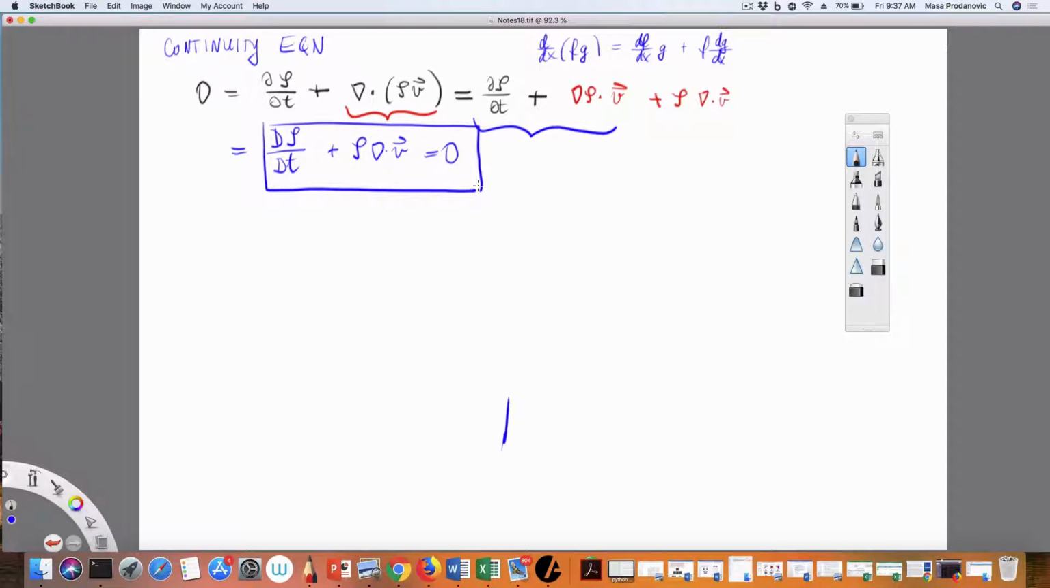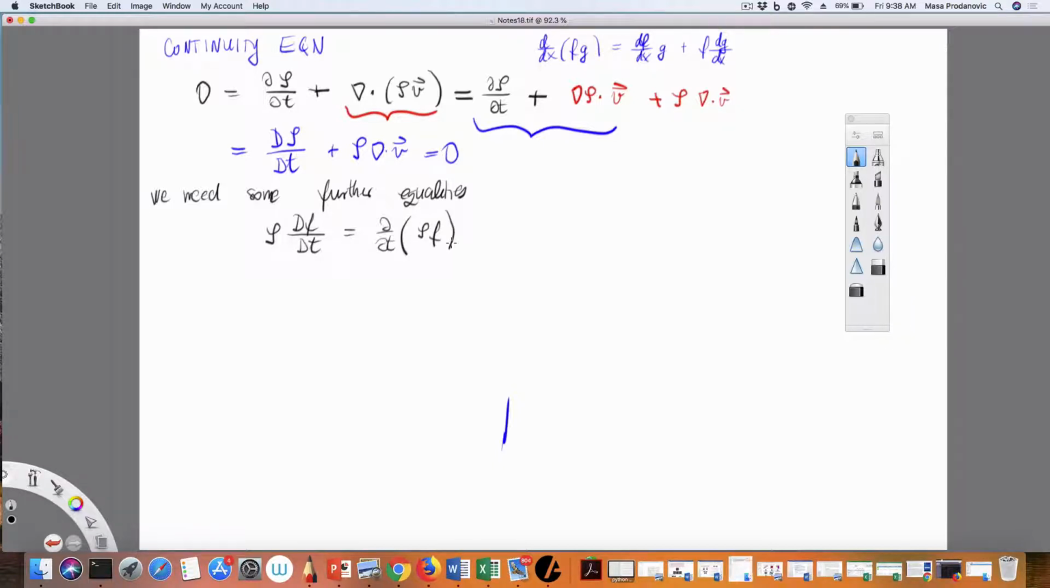Now we're going to use a similar expression, just a little more complicated, for my equation of continuity. So I'm going to first state some vector quantities. We need some further equalities. The first one is that for any scalar function f, we have that rho df dt is equal to the partial derivative with respect to t of rho f plus divergence of rho vf.